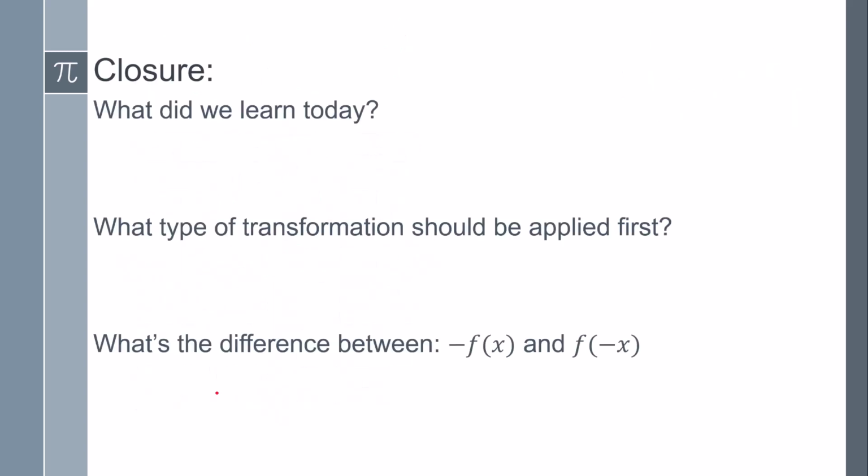So concluding today's lesson, what did we learn today? We learned how to transform a function, but we focused on reflecting over the x and the y-axis. Now, what type of transformation should be applied first? We should always apply the reflections before any other type of transformation. And then what's the difference between negative f of x and f of negative x? Negative f of x means a reflection over the x. And then f of negative x means reflection over the y.